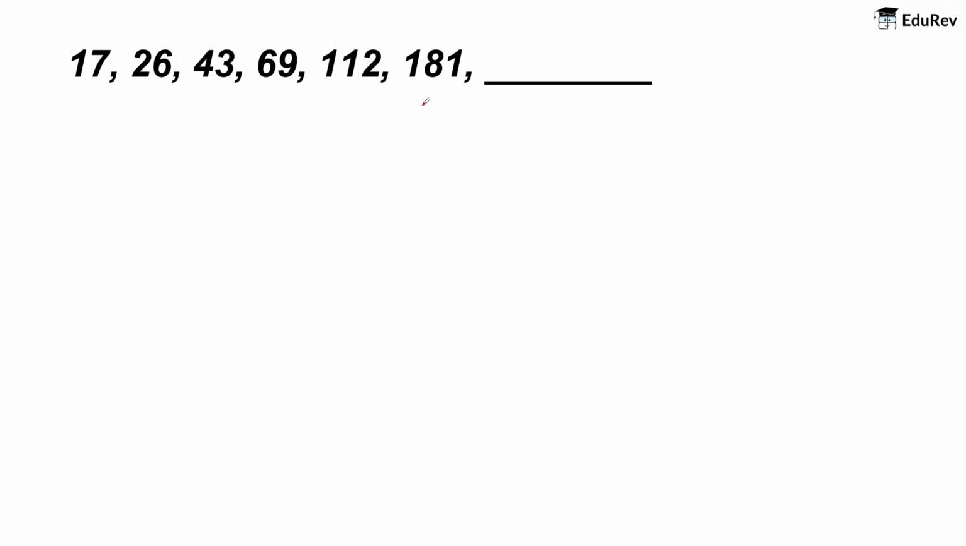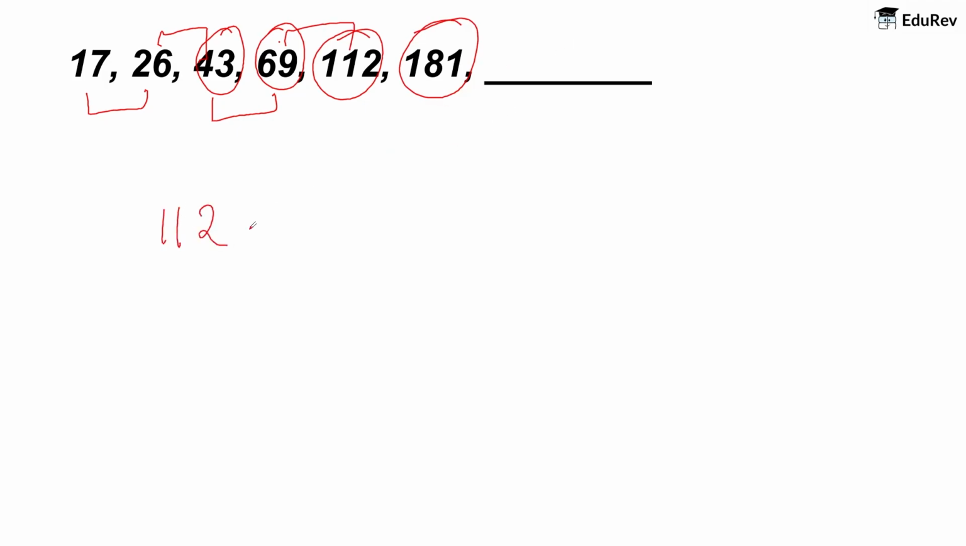So now when you look at this particular question, our first approach would be addition or subtraction, right? So when you do that, you will find that there's nothing useful coming out. So if you observe carefully, 43 can be written as 17 plus 26. Similar way, 69 can be written as 26 plus 43. 112 can be written as 43 plus 69. 181 can be written as 69 plus 112. So the next number in the series should be nothing but 112 plus 181. So when you solve this, the next number comes out to be 293.